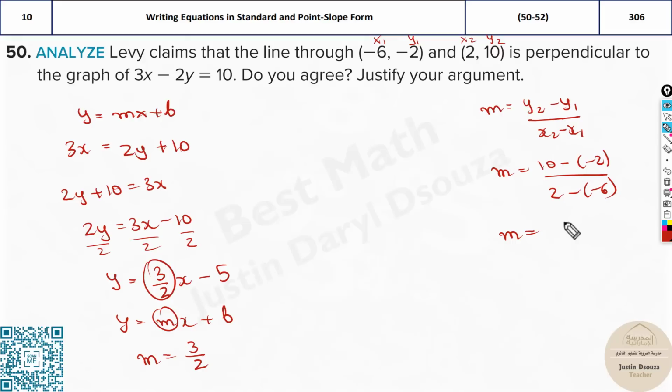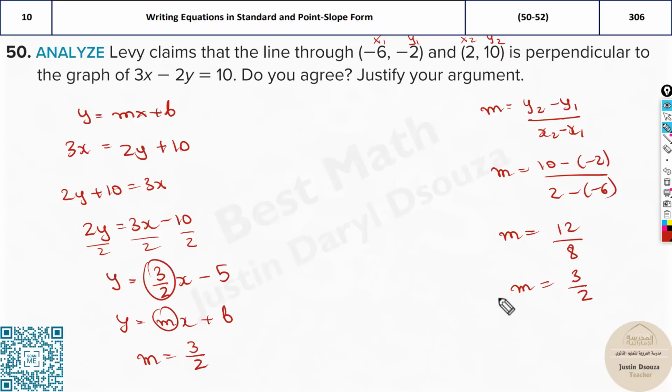It'll be minus and minus will become plus. It'll be 10 plus 2 is 12, divided by, again over here, plus, it'll be 8. And the answer would be 3 by 2. That is m, because over here 3. Yes, 4 2 times and 4 3 times.